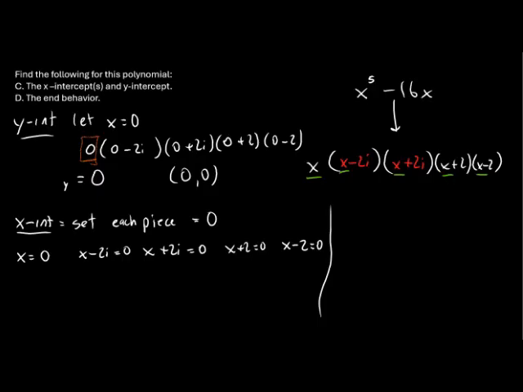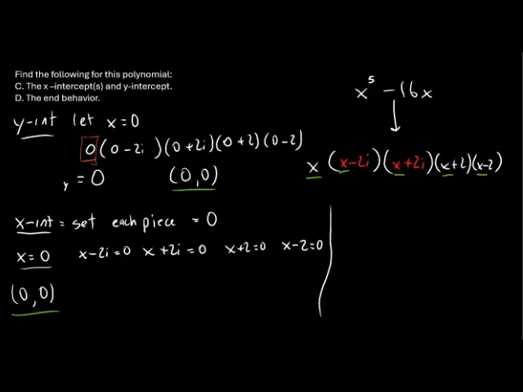Our first piece says x equals 0. Since this already equals 0, we don't need to do anything to it. We'll just let x become 0, and y will also be 0. Therefore, our first x-intercept is 0, 0. Because our y-intercept also said 0, 0, we already knew this. Anytime you have 0, 0, that is both an x-intercept and a y-intercept.